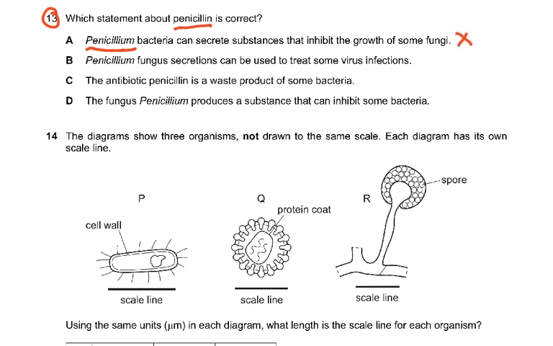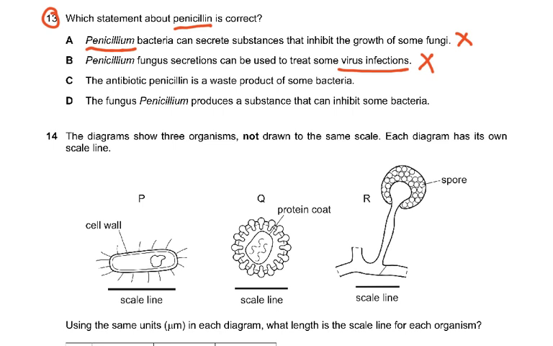This is rubbish. Penicillium fungal secretion can be used to treat some virus infections. No, virus cannot be. Bacteria and virus are two different things. One is an orange and one is a lemon. Virus has no cytoplasm in it. Virus has just a protein coat. That is why we are all suffering from COVID-19 and there's no treatment for it. If COVID was a bacterial infection, then we would have just been giving antibiotics to people. No, we don't give antibiotics to people in COVID because it's a viral infection.